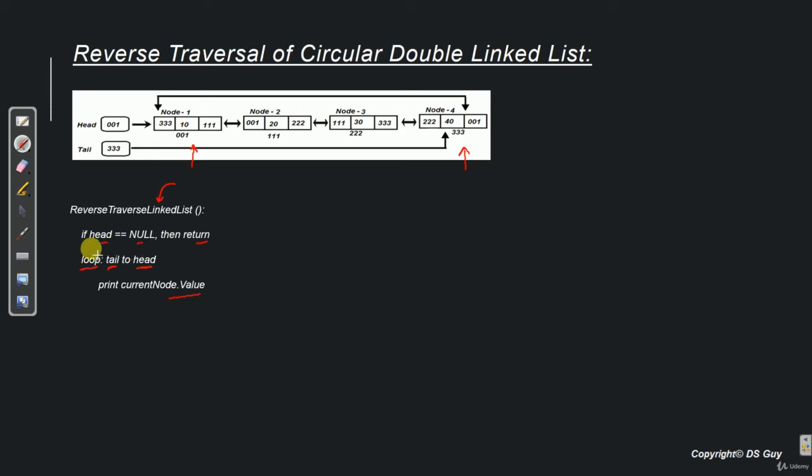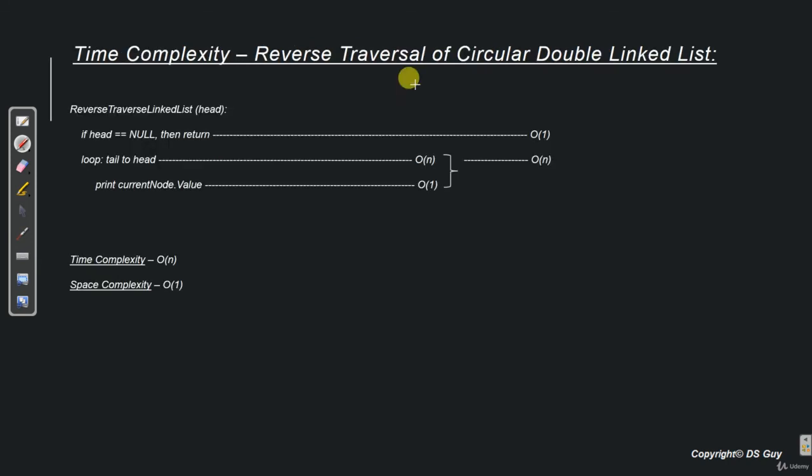Fine. So I hope you have understood how reverse traversal works. Now let's see what is the time and space complexity of this algorithm. So to compare if head is equal to null or not is a constant time operation. Looping from tail to head essentially means we have to visit each and every node out there. So the time complexity becomes order of n. Printing a value is a constant time operation. Now if we add all these three, we get time complexity of order of n.